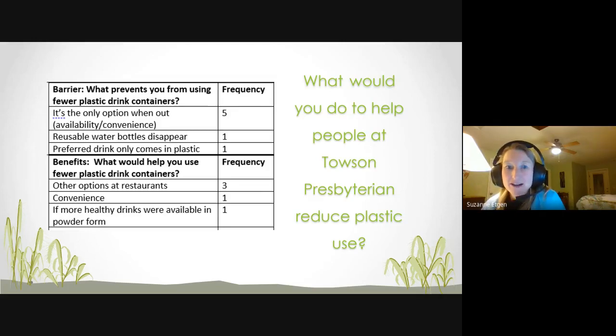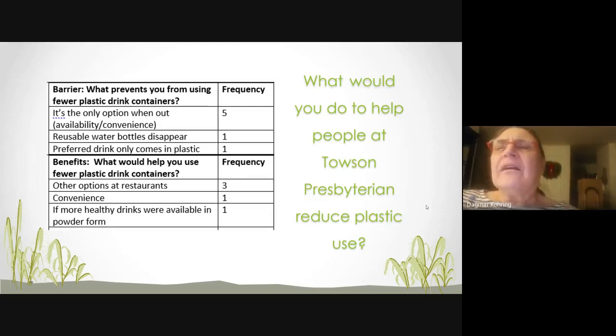We're just talking about Towson Presbyterian and their data around plastics, and we're discussing what we might do to help their congregation. But I have another question for you guys, which is this: what don't we know? Is there anything that stands out to you as what we don't know about the congregation's drinking habits? How often do they buy plastic drink containers? I don't know.